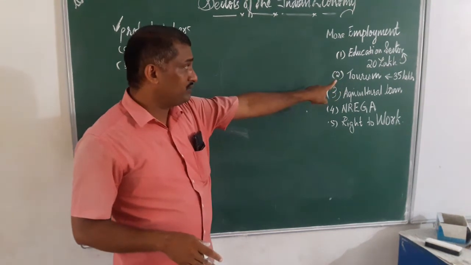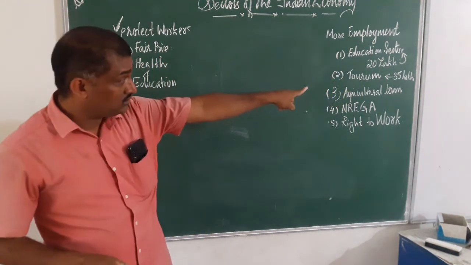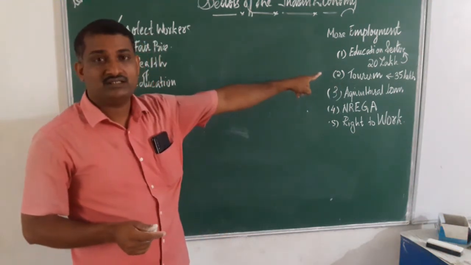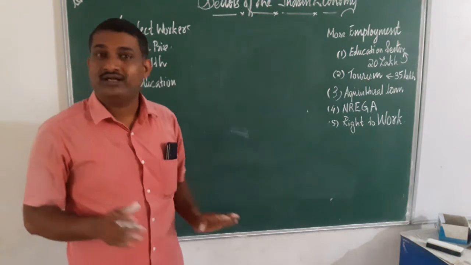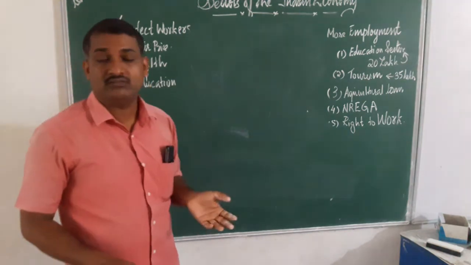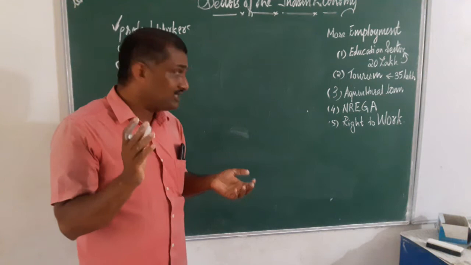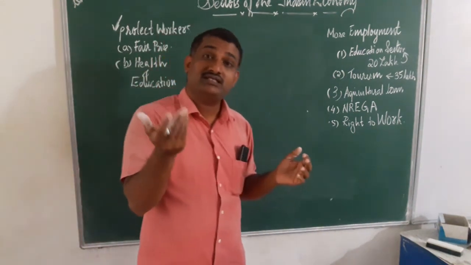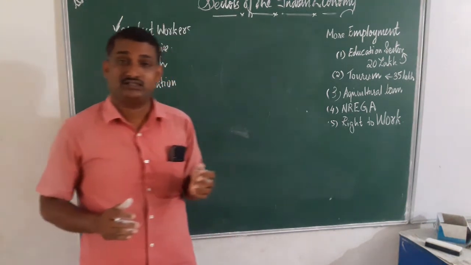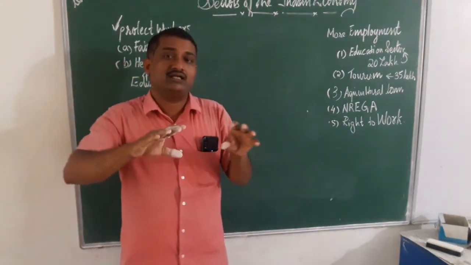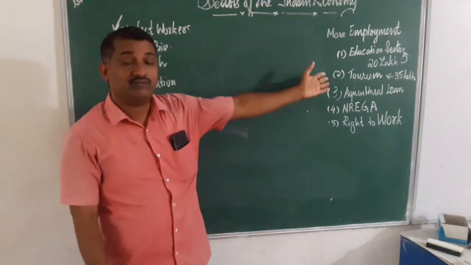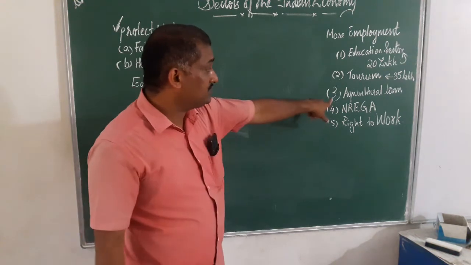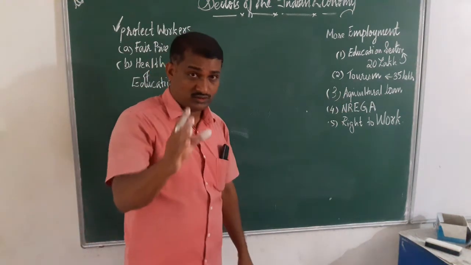So 20 lakh people will get employment in the education sector. Second, the tourism sector. Tourism is an industry. If people study tourism and the scope of tourism and engage in these activities, definitely 35 lakh people can engage in this tourism industry. Next is agriculture. No, no, the primary sector.